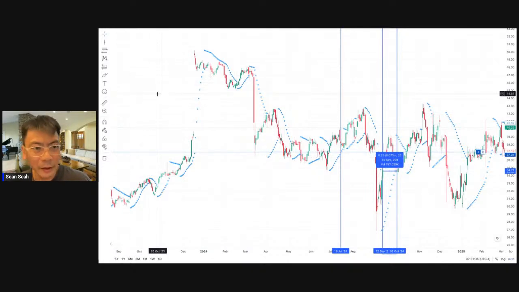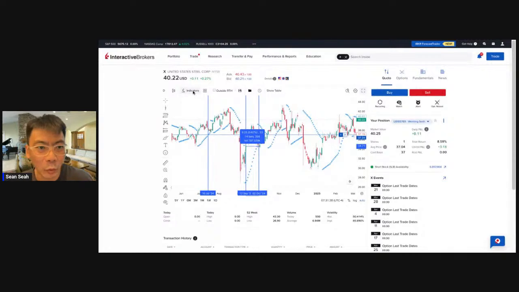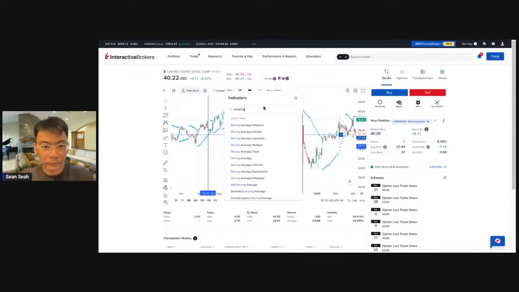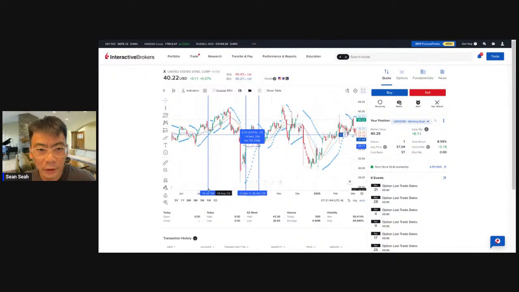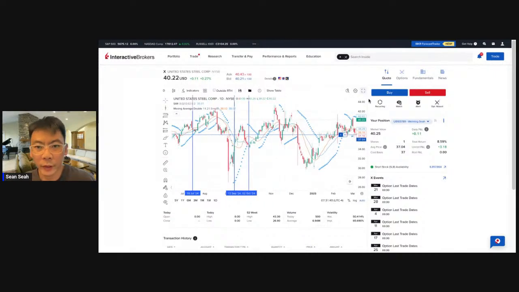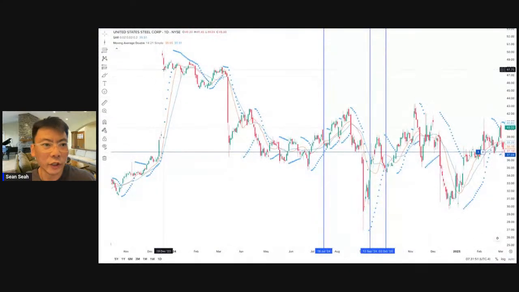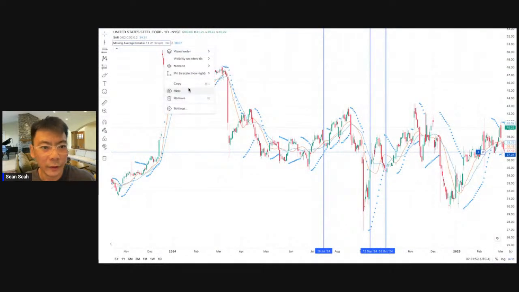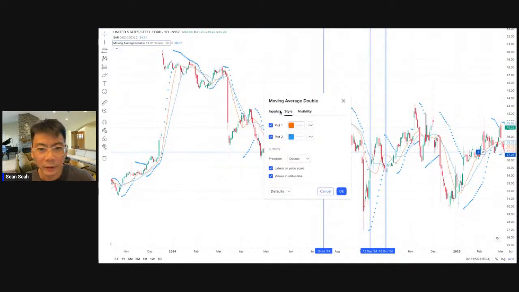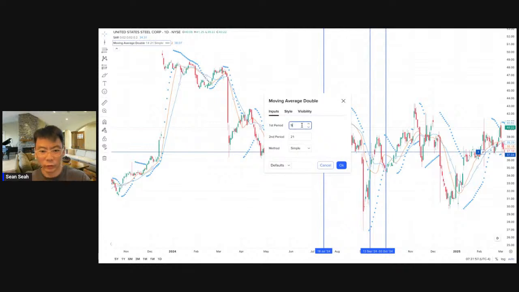So let us do one more thing. We're going to add in the moving average. Let me go for the moving average double. Okay, looks a little bit cluttered already, right? So later I'll have certain rules for you guys on how to make sure it's not too cluttered. So moving average settings, let's go for the 50 days and 200 days.